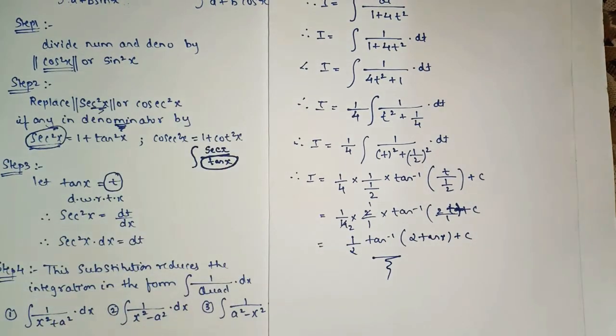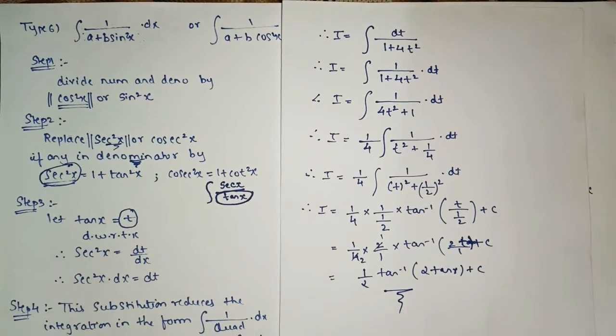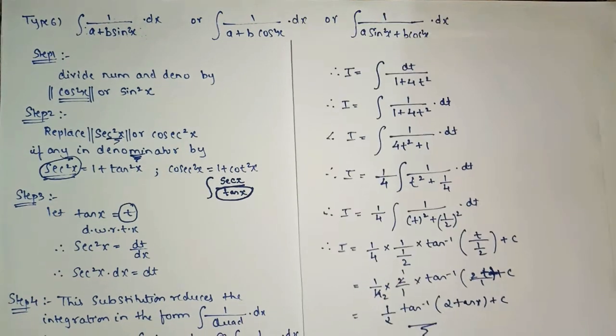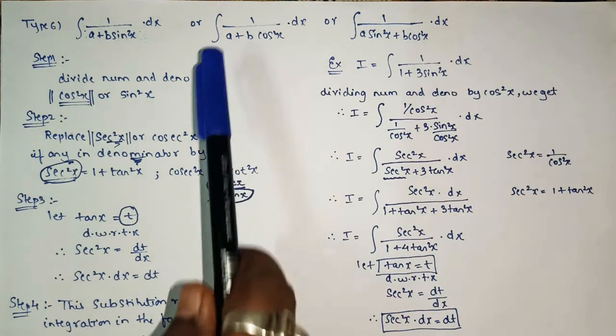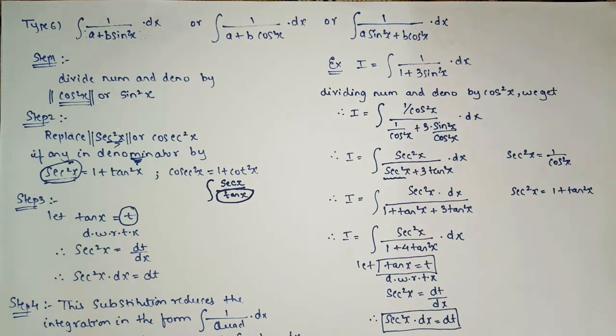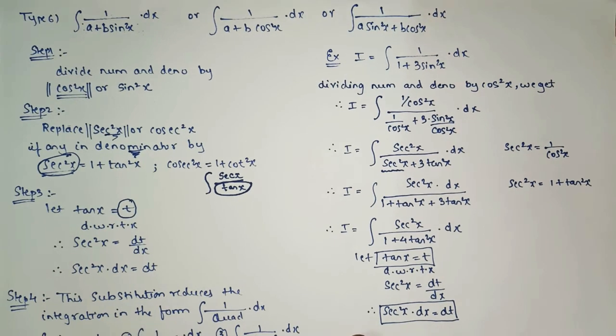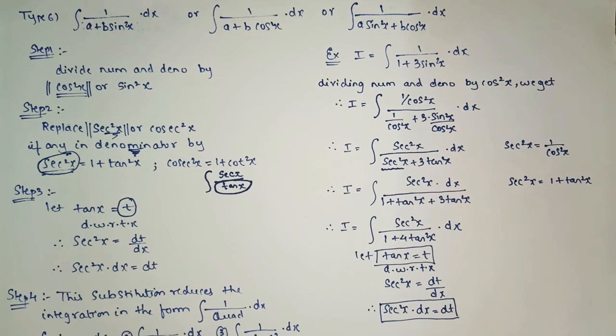In this way you have to present the sum whenever the given integral is in this form, that is integration 1 upon a plus b sine square x, or sometimes it will be 1 upon a plus b cos square x, or sometimes sine and cos will both be together. I hope you understood the sum. So once again we'll see what exactly we have to do.